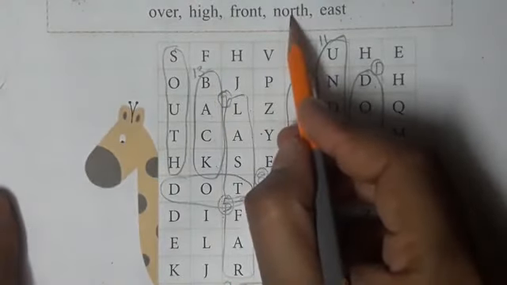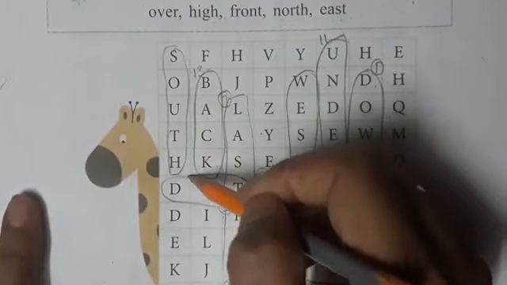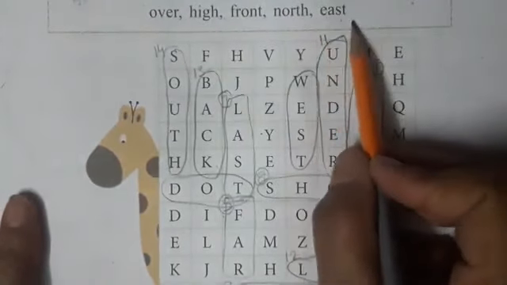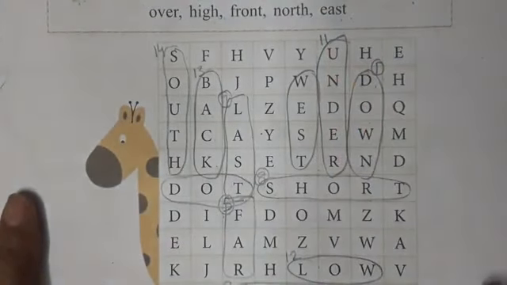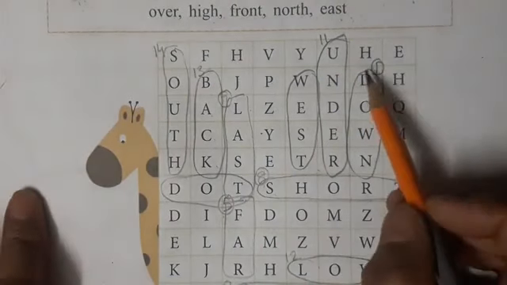Then north. For north, the opposite will be south, S-O-U-T-H. We will write 14 over here. And the last word is east. And for east, the opposite word will be west.